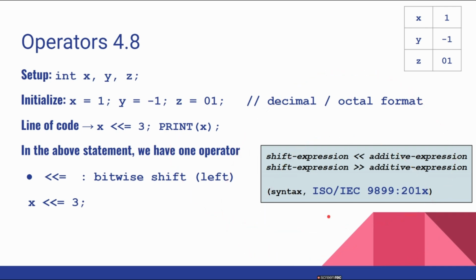In the gray box here, we have the proper syntax following the ISO 9899 standard. We can see that the proper terminology on the left hand side is the shift expression. On the right hand operand side we have the additive expression. So looking back at our code, x will be essentially our shift expression, where 3 would be the additive expression.